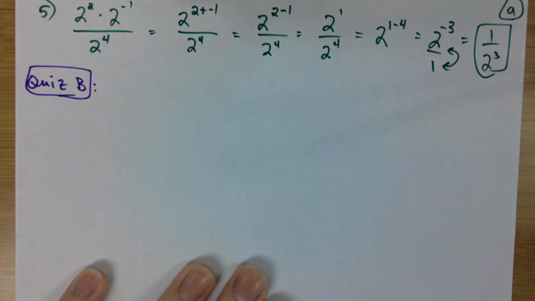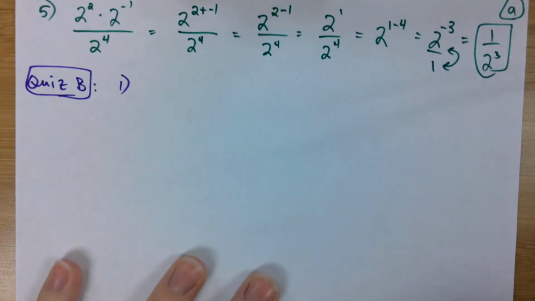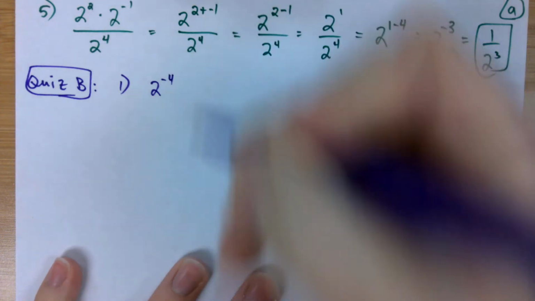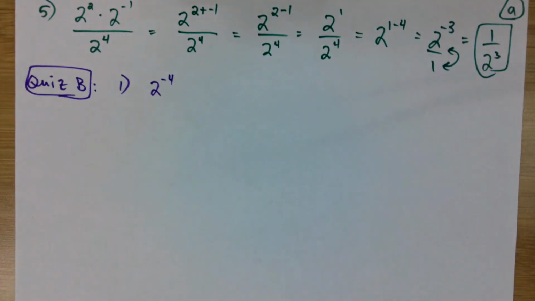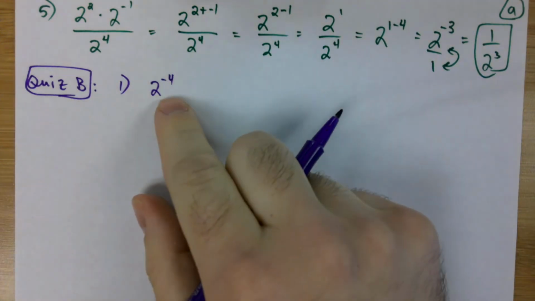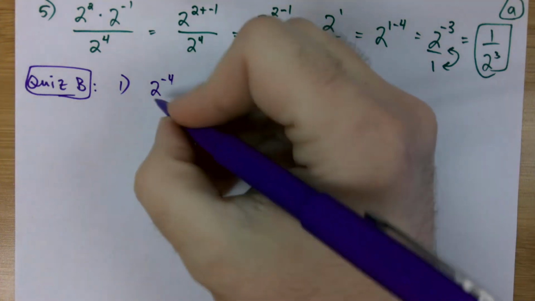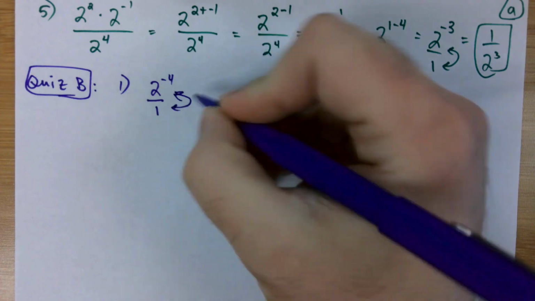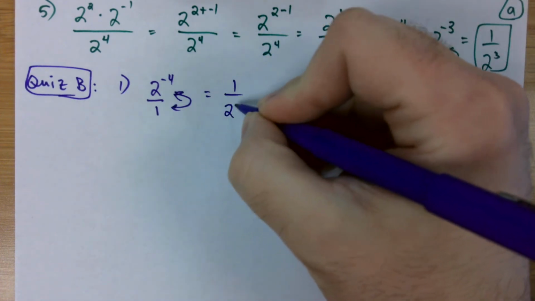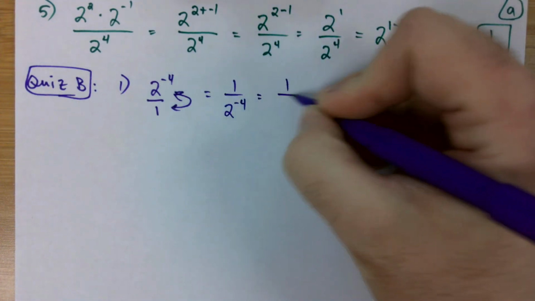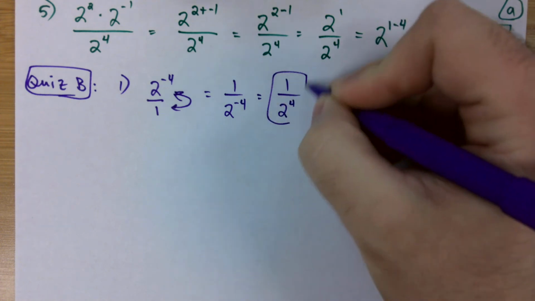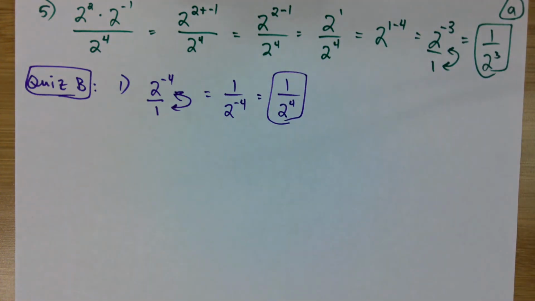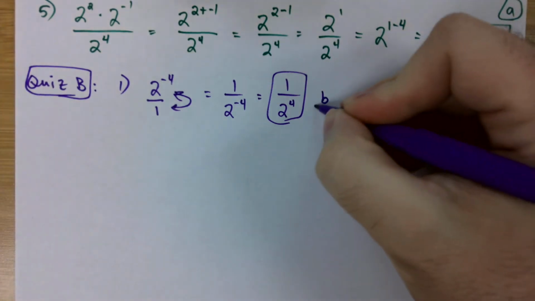Quiz B, let's go. Number 1, 2 to the negative 4. Again, to solve a negative exponent and make it positive, we've got to put our base over 1, flip our fraction, and then make our exponent positive. One over 2 to the 4th, answer B.